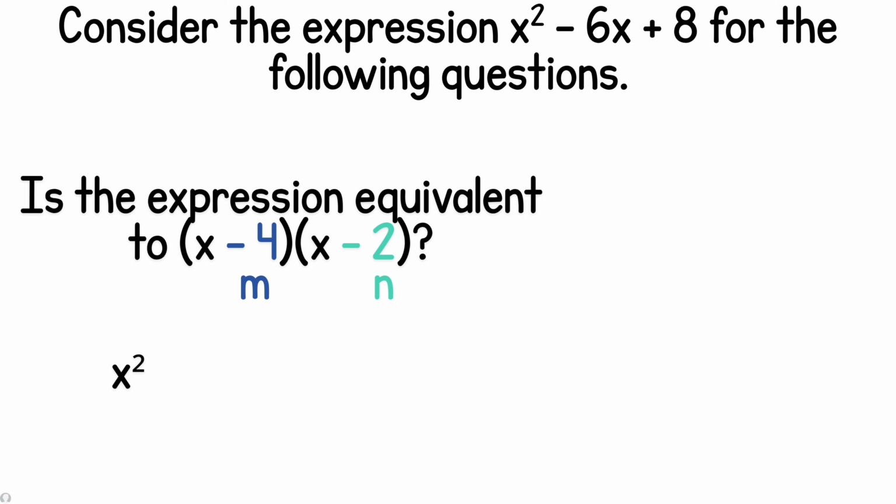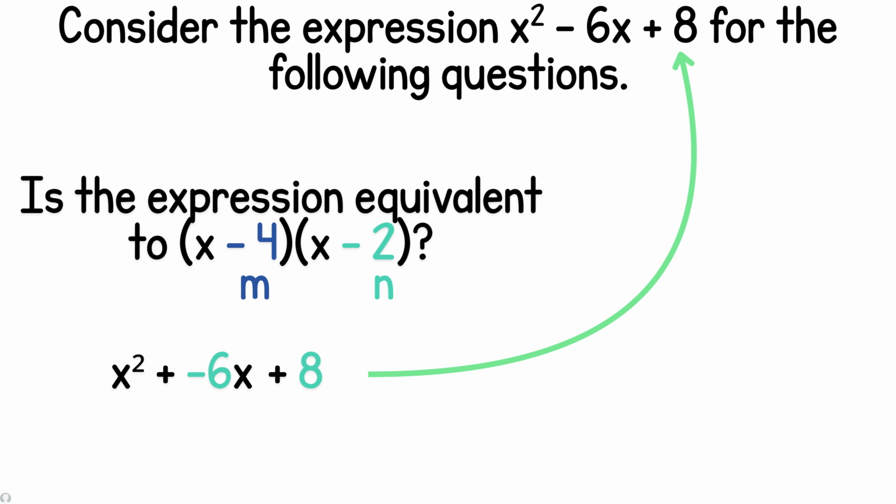So we'll start with our x squared term, and then we'll add our x term with the coefficient of negative 4 plus negative 2. This gives us negative 6x. And then we're going to add the product of the two numbers. Negative 4 times negative 2 gives us positive 8. So now we can see that this matches what we were given, so this is equivalent.